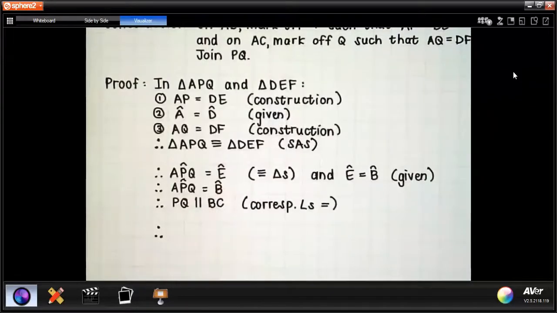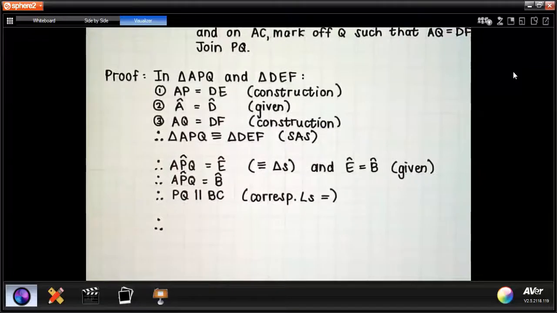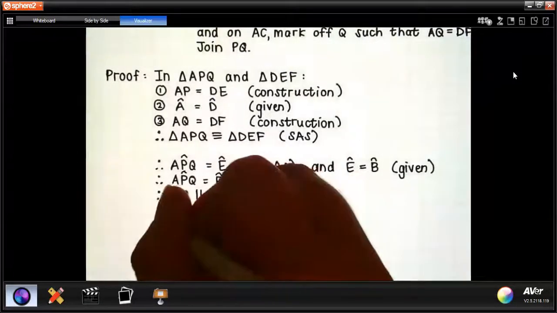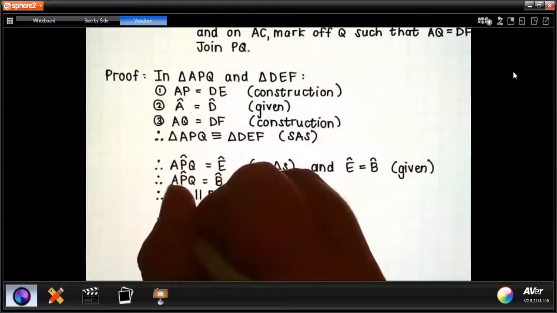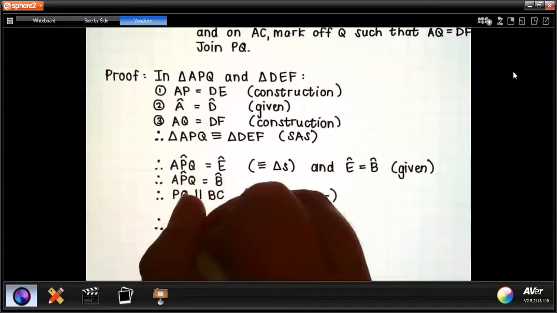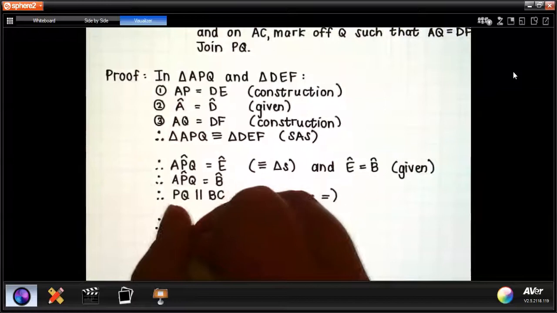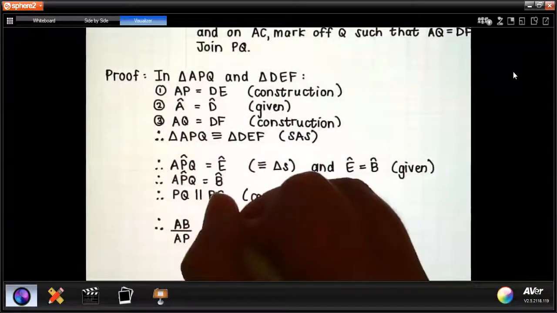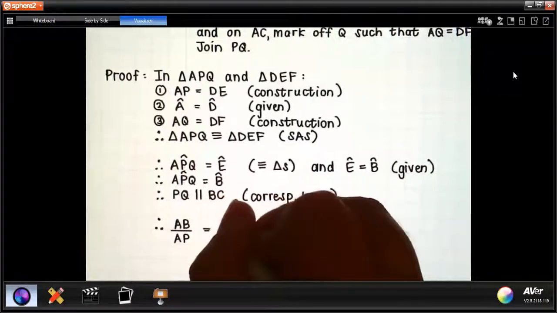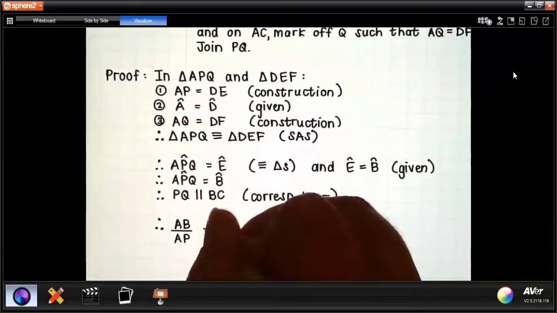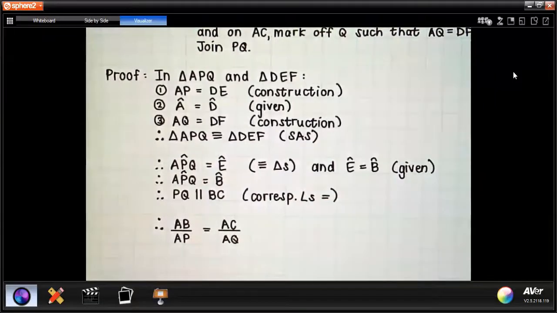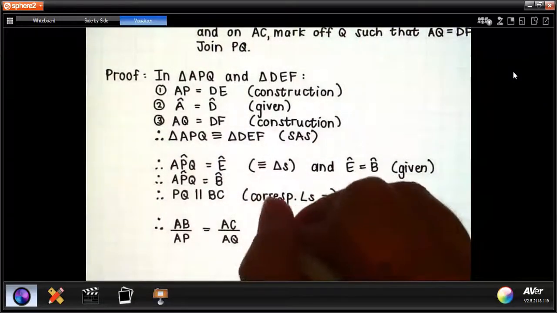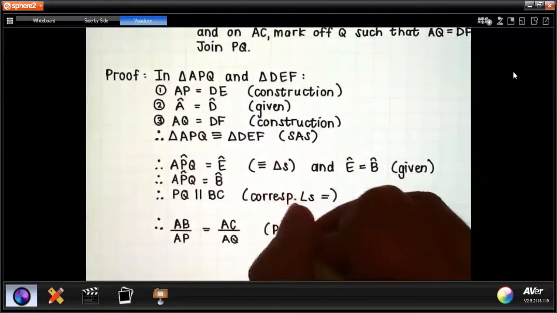Therefore, you don't have to leave lines open like I have. I just find it a bit easier to follow if you do it like that. So now I'm going to say AB, the whole side, over AP, the top part of that side, is equal to AC, the whole side, over AQ. Again, the top part of that side. The reason for that is the proportion theorem.